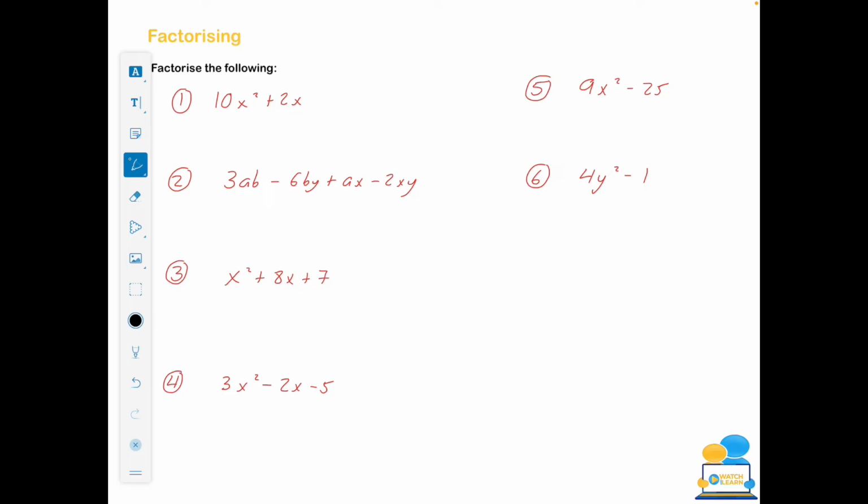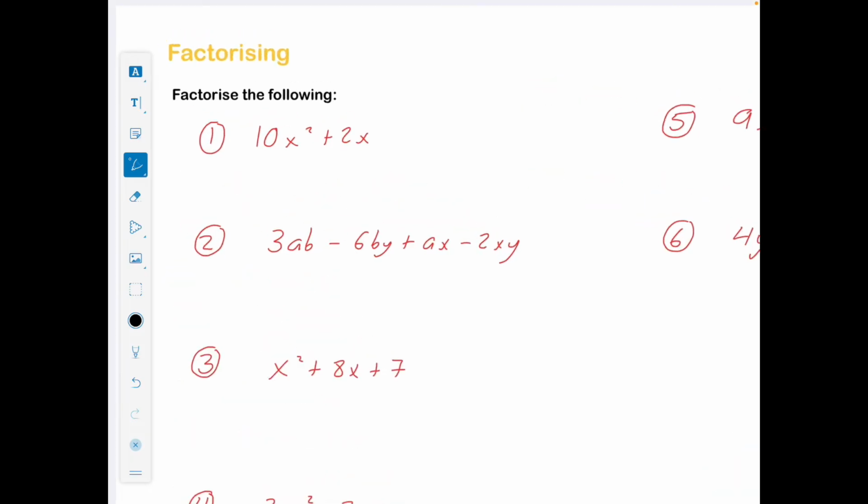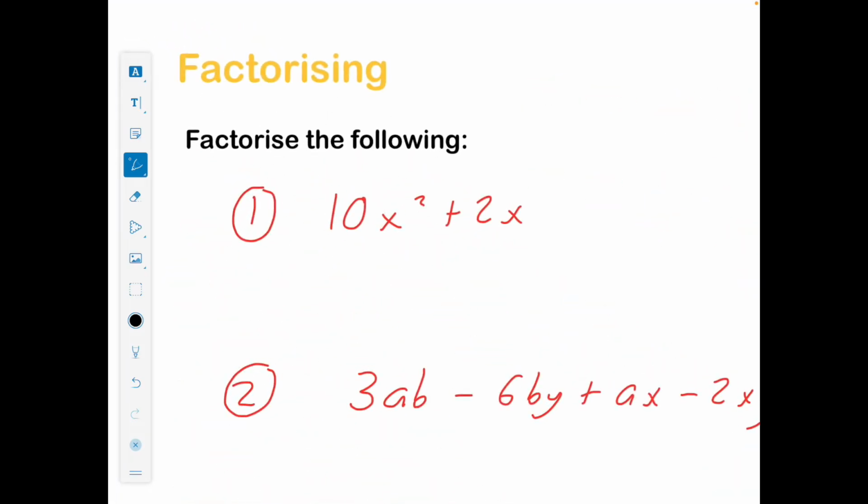Factorise the following. That's all the question will say. It'll just say factorise. So, first question is 10x squared plus 2x. So I look at that and I say, okay, it's two terms, so it's either highest common factor or difference of two squares. It doesn't have a minus in the middle, so immediately it's highest common factor. So I ask myself, what's the biggest number that will divide into 10 and 2? Biggest number that will divide into 10 and 2 is 2.